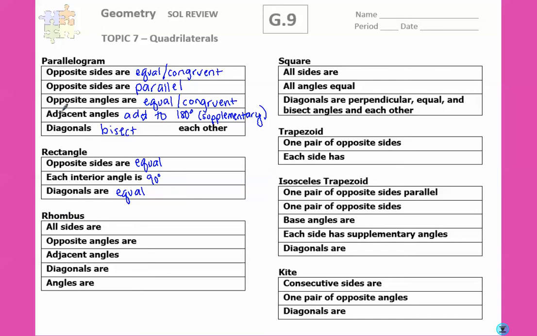A rhombus follows all the parallelogram rules, plus all the sides are equal. Opposite angles are equal. Adjacent angles are supplementary. The diagonals are perpendicular, and the angles are bisected by the diagonals.